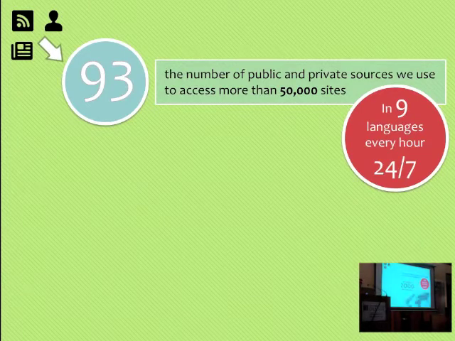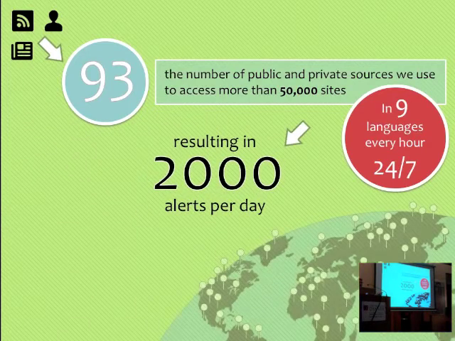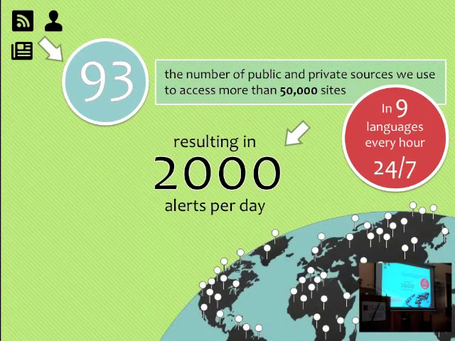So this results in about 2,000 alerts per day on average that end up going on our map in about 10,000 plus precisely placed locations. So how do we do this?